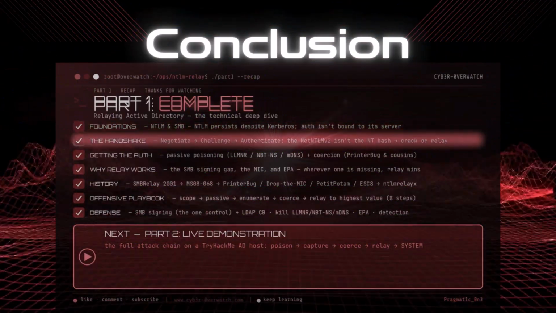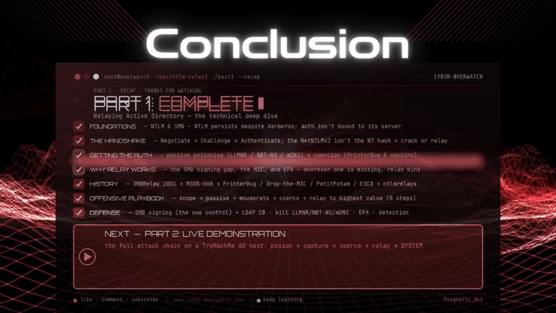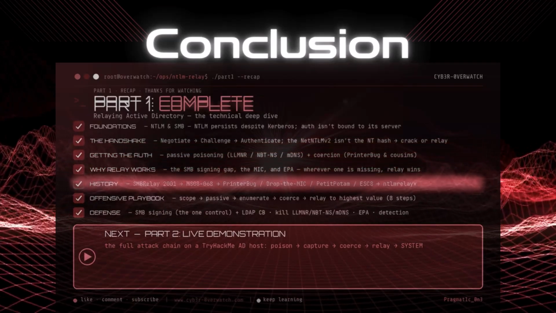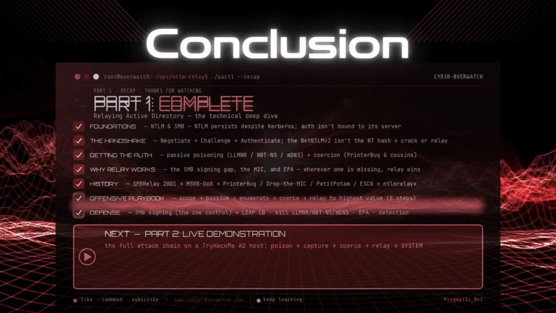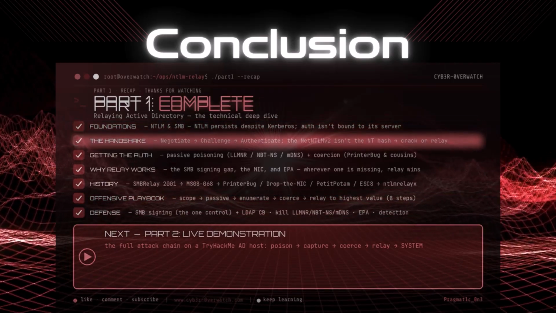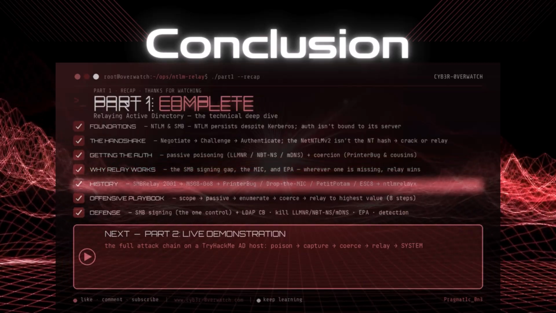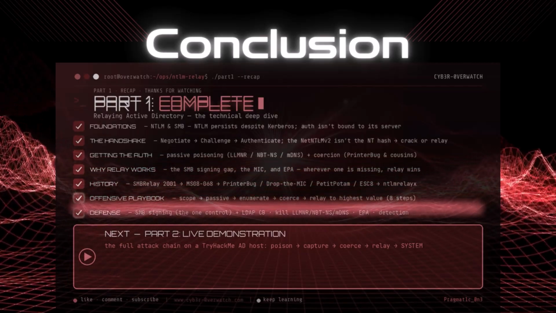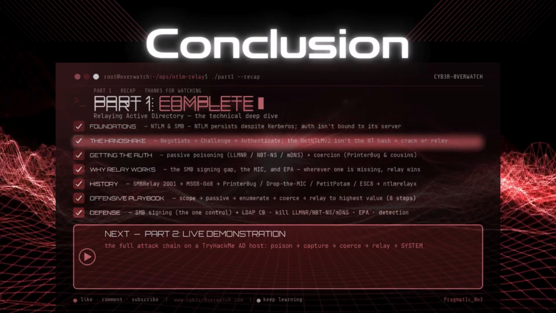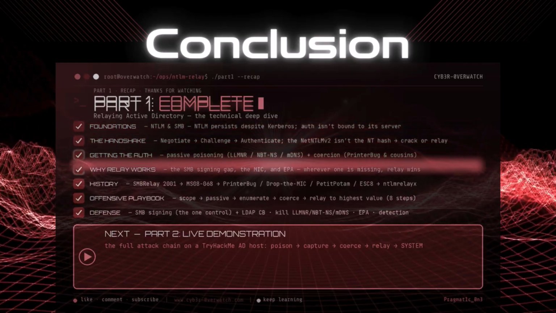Thank you for watching part 1 of Relaying Active Directory, a technical deep dive. Let me quickly recap what I covered. I started with the foundational context: what NTLM and SMB are, why NTLM is still everywhere despite Kerberos being the default for over 2 decades, and the one property that makes relaying possible. NTLM doesn't bind authentication to the server it was meant for.